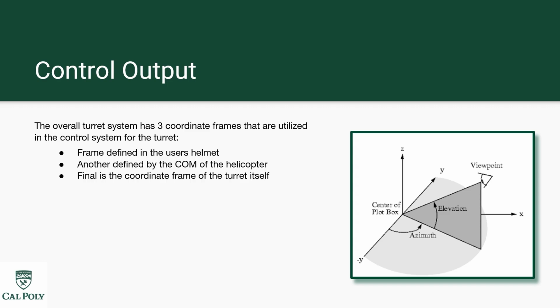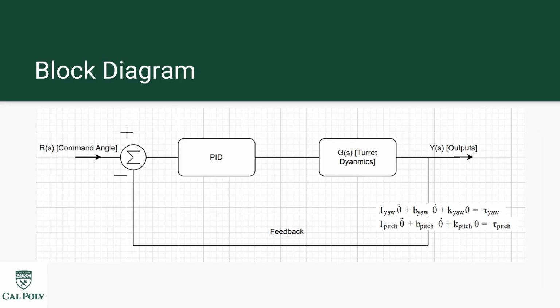For each turret axis, we assume a PID control law. The command angle is compared to the measured angle to form an error, and the PID controller uses that error, its integral, and its rate of change to compute the motor torque. The torque is then applied to the turret dynamics, driving the azimuth and elevation angles to track their commanded values as closely as possible. This is a closed-loop control system for an Apache turret.